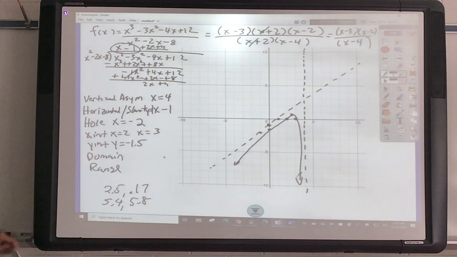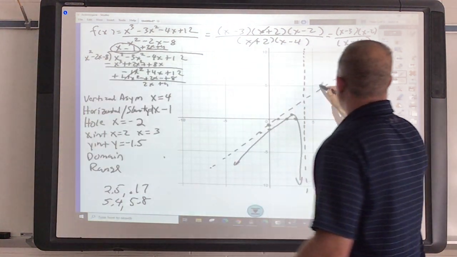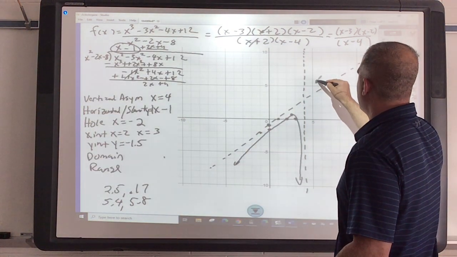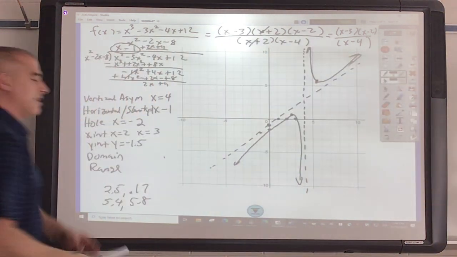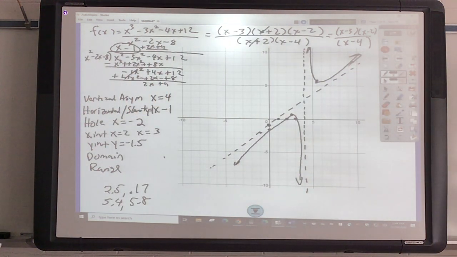All right. I would also graph this 5.4 over, 5.8 up. So that'd be my other point, and this is what this part looks like. Okay? So there's my graph. Now, let's talk about the domain.